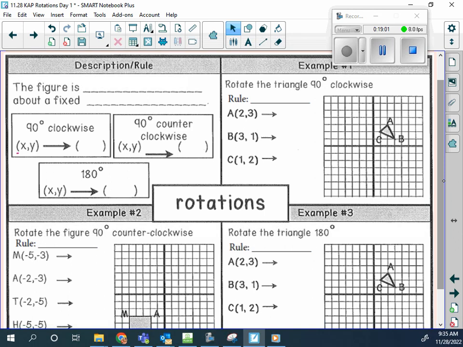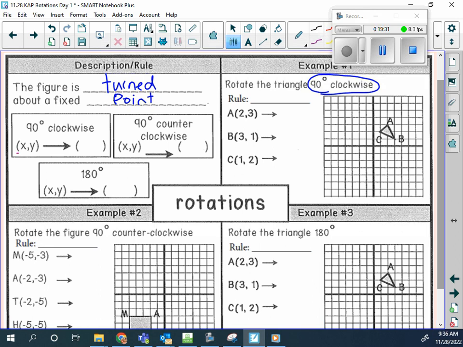Alright? So first, let's go on a couple things here. The figure is turned, because we're talking about rotations about a fixed point. We're going to do this piece maybe last, maybe not. It depends. There's a triangle here. They have already told you the points. They want you to rotate it 90 degrees clockwise.